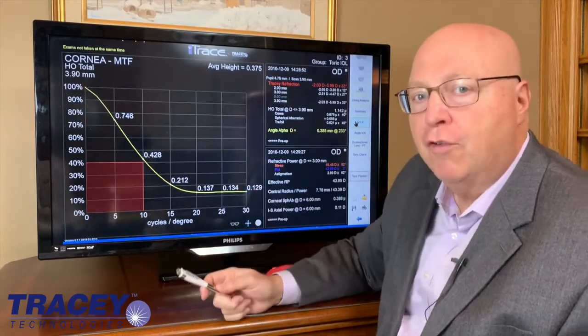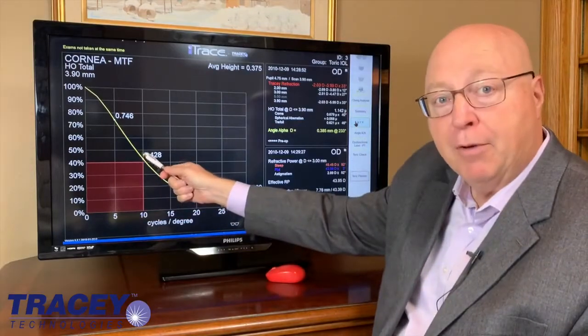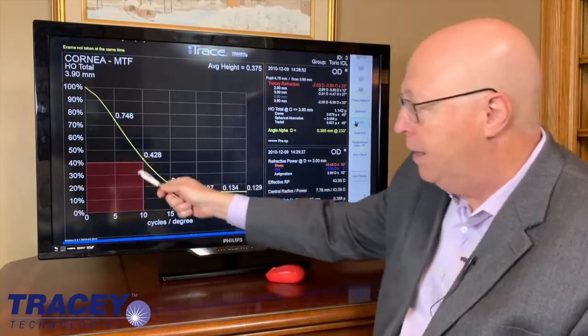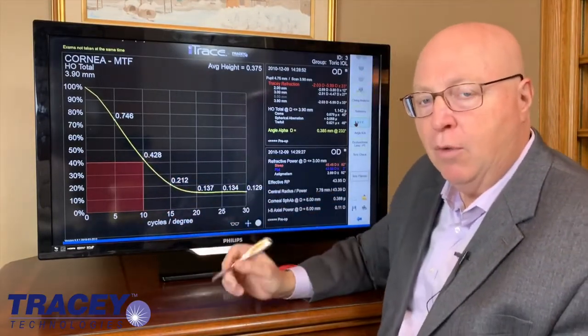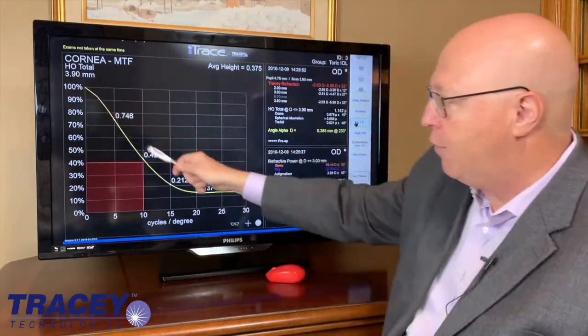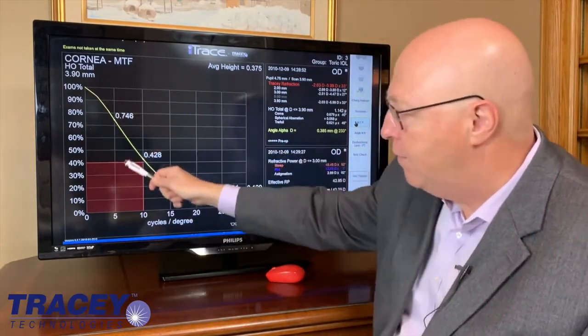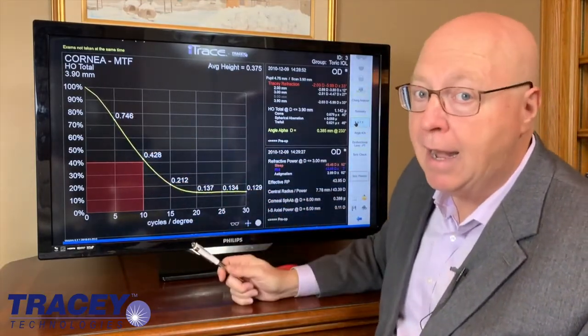So what should your vision be? Well, we've given you an indication. This box at 40% at 10 cycles per degree is sort of the danger zone. When you think about a patient who's happy, they generally have their MTF curve above that box. So if their curve is in that box, they're generally not happy.